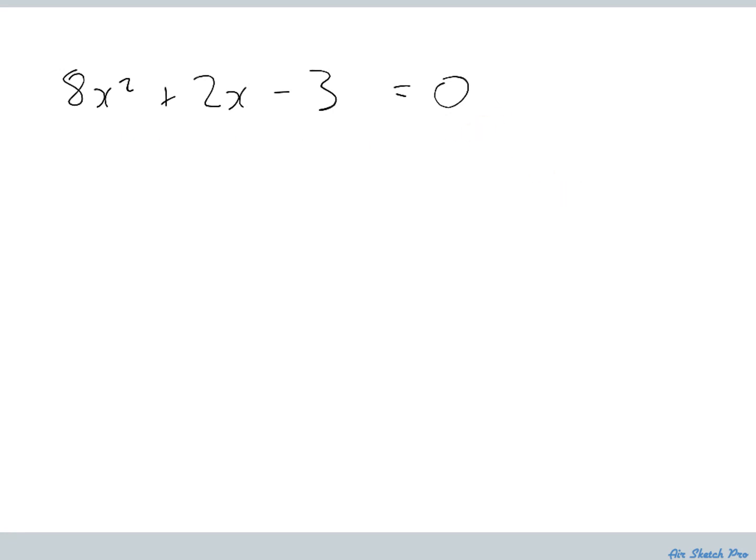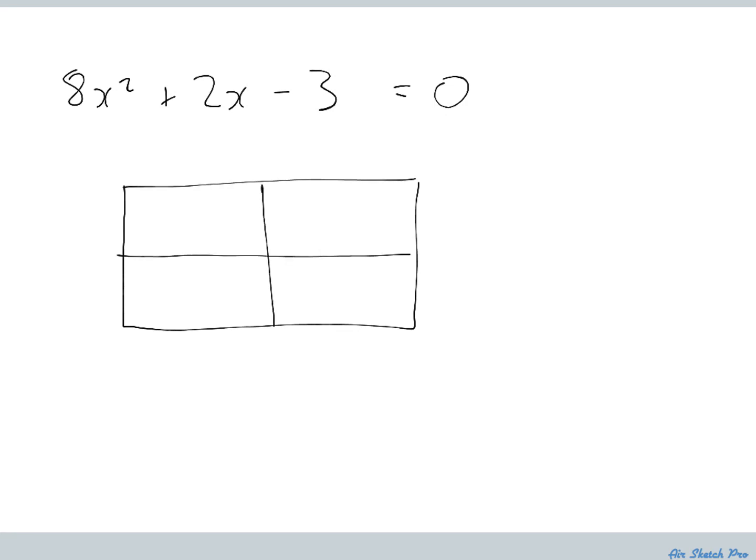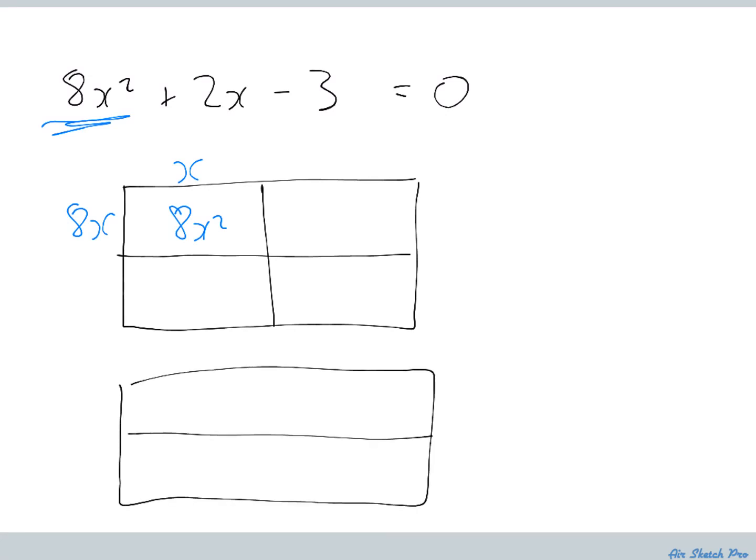But if I was to spell out all the different variations here, I'll just use the box method, but I could use the cross method instead. Just looking at the squared term here, to get my 8x squared, I could have 8x and x, giving me 8x squared. Or I could have 4x and 2x, couldn't I, to give me 8x squared? So there are actually 2 possible combinations there.